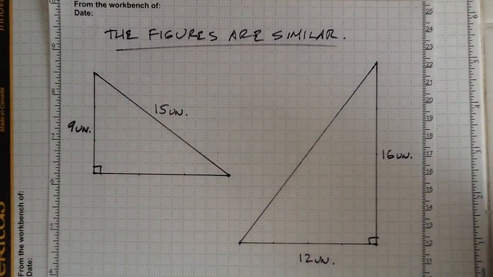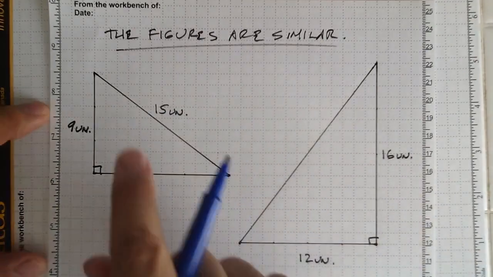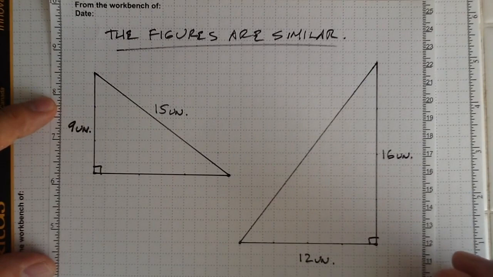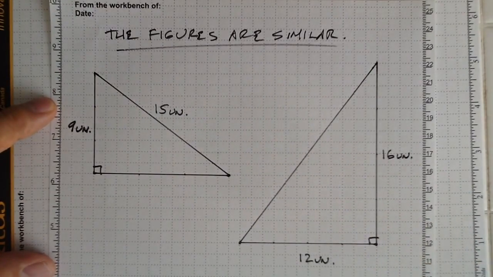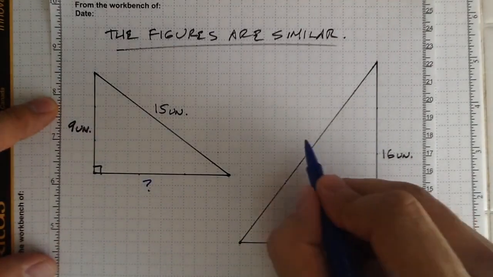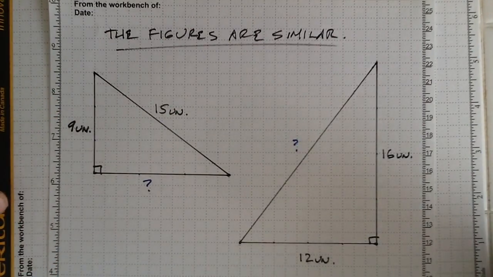All right, so let's take a look at an example where we can use all this information. So here I've got two triangles, and it states at the top that these two figures are similar. So I know that they're the same shape, just different sizes. And what we're looking for here is some of the missing information. For example, this side is missing information, and so is this side. And so what we can do is we can put our understanding of similarity to use.